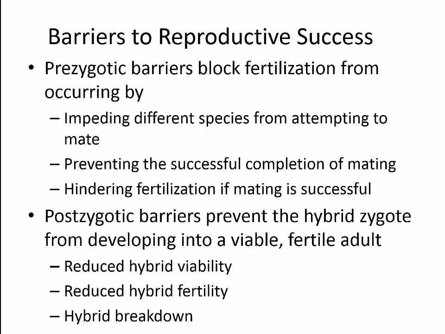Some barriers to reproductive success can be prezygotic or postzygotic. Prezygotic barriers block fertilization from occurring by impeding different species from attempting to mate, or preventing the successful completion of mating, or hindering fertilization if mating is indeed successful. Postzygotic barriers prevent the hybrid zygote from developing into a viable, fertile adult because of reduced hybrid viability, reduced hybrid fertility, or hybrid breakdown altogether.